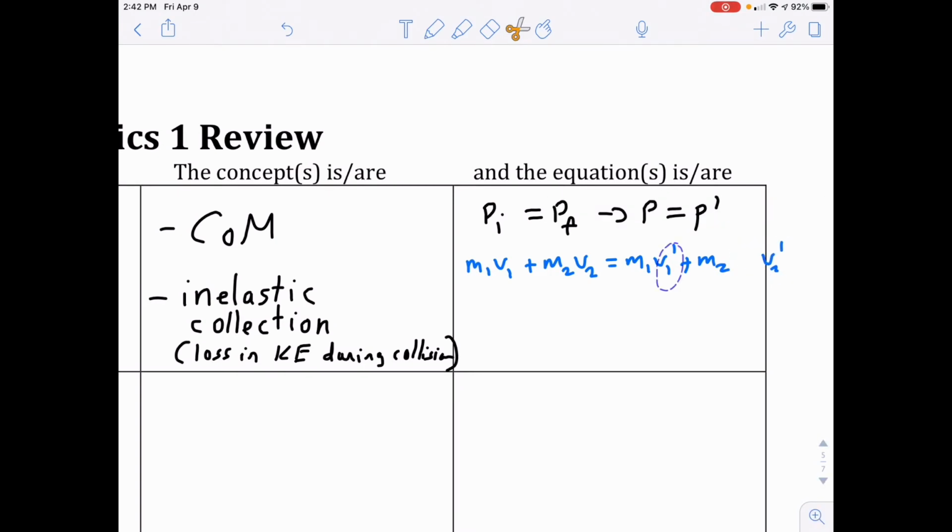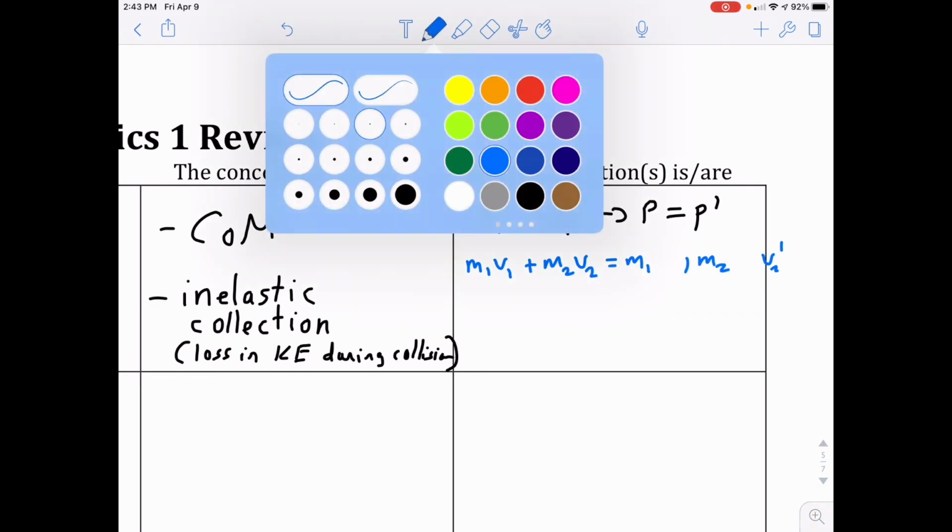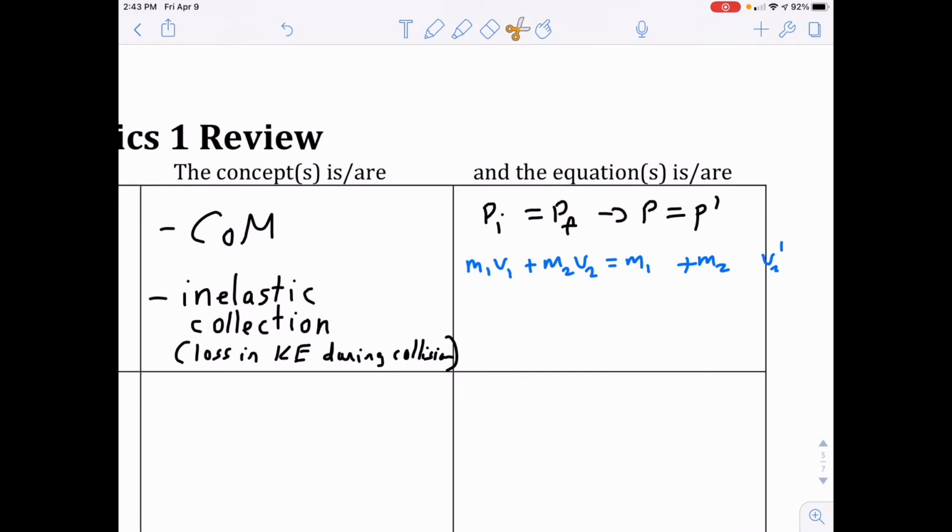I'm going to pull this out. And this becomes the total momentum after collision, which would be the sum of the two masses stuck together times their common velocity, which is not v1 prime or v2 prime anymore. It's just simply v prime.